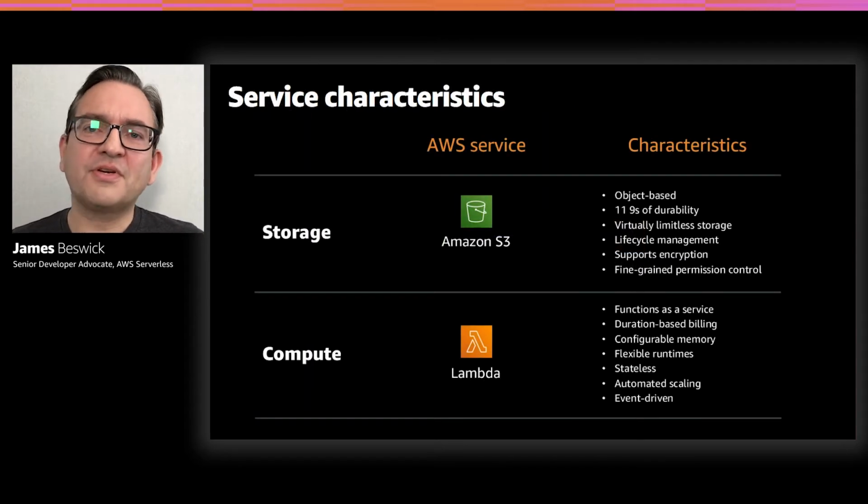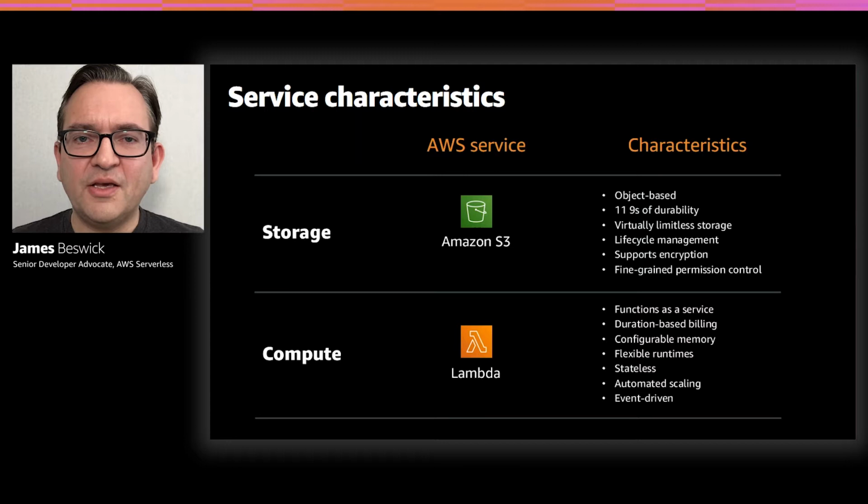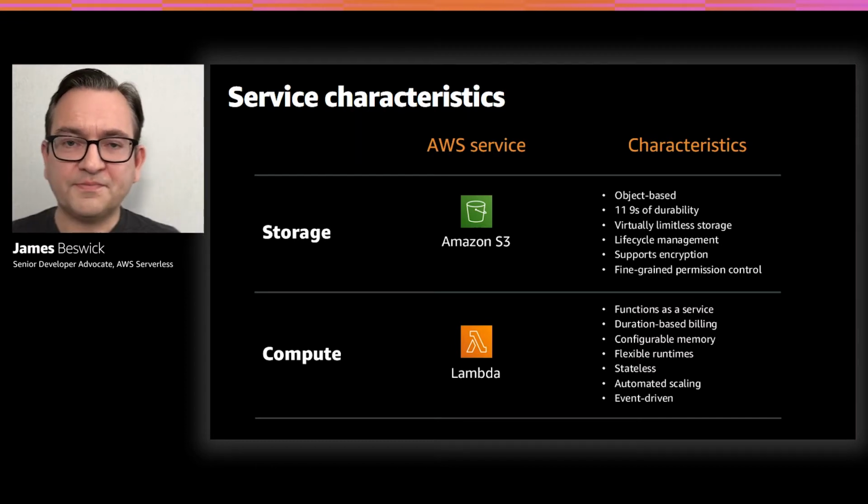So what are the characteristics of these services? Well, for S3, this is object-based. It provides 11 nines of durability, and it has virtually limitless storage. It provides lifecycle management, so you can expire objects or move storage tiers based upon rules. It supports encryption and also provides fine-grained permission models for your applications.